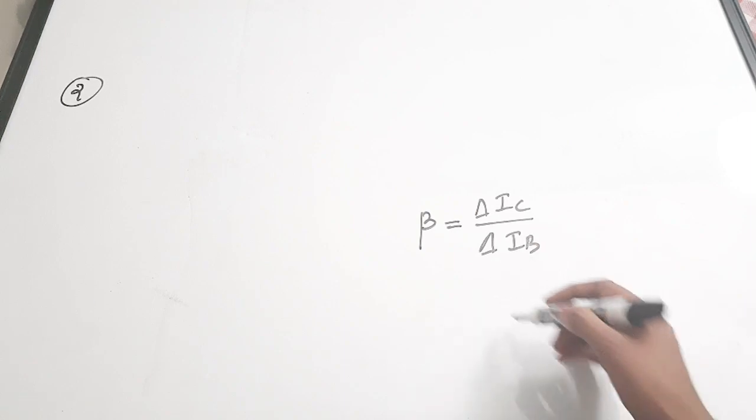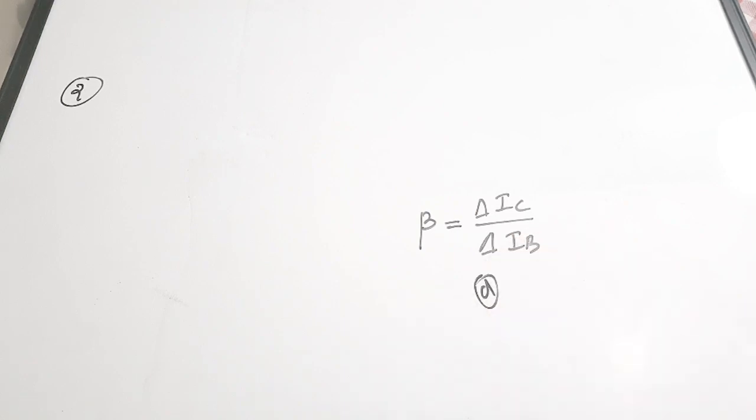So the correct answer is option D. AC current gain will be the ratio delta IC to delta IB. Okay, so moving on.